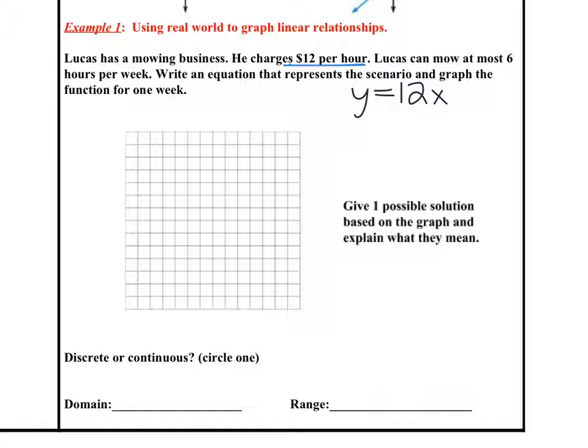Make a note for yourself that x represents number of hours, because it is $12 per hour, 12x. And y equals money earned. Gives you 12 times the number of hours, gets you y, money. Just like we discussed yesterday, you need to make your slope into a fraction so that you know how to scale your graph and how to label it. Right now my slope is 12.